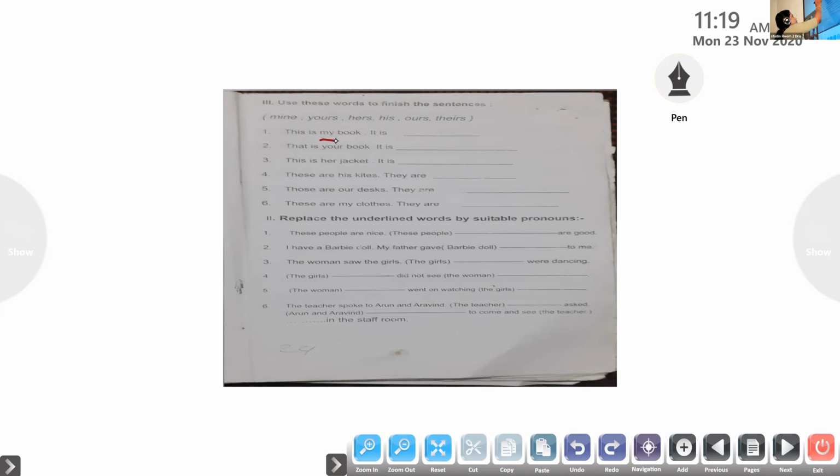See that the word, children, it is my book. So which possessive pronouns do we use? It is mine, yours, his, ours, theirs. So these are the possessive pronouns. So which possessive pronoun do we use there? Our. Oh yes, very good, fine.